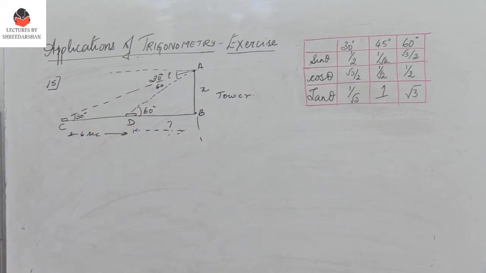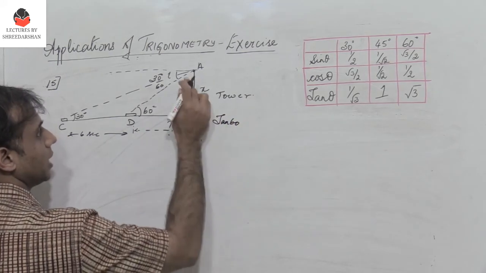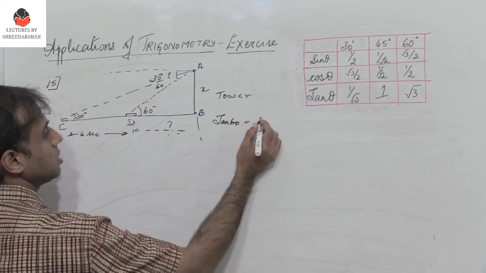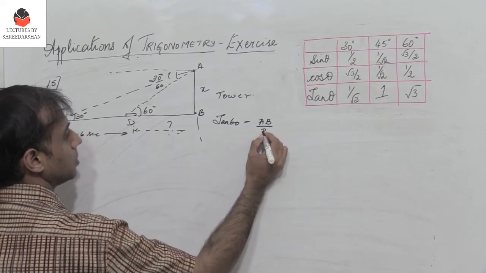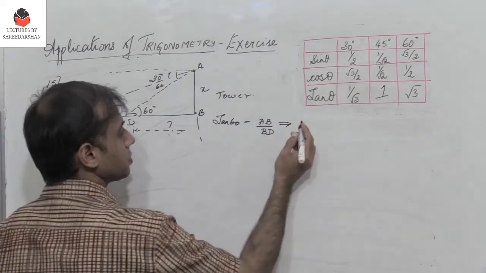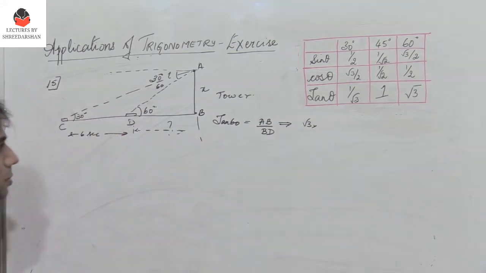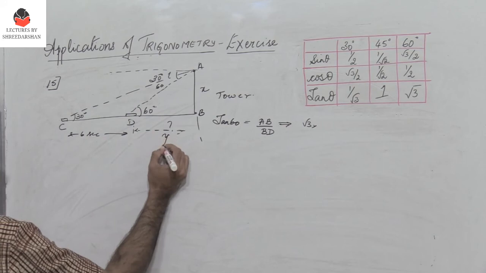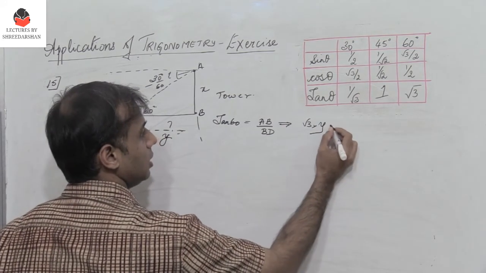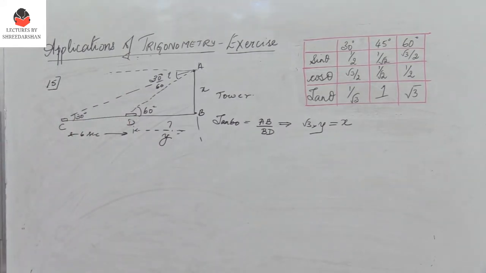Alright, so now we know that the car is moving at a uniform speed. So now let me consider tan 60. By considering the triangle ABD, tan 60 is AB by BD. So this implies that root 3 into BD. BD is not known, so let me call this distance y. So BD is y, AB is x. So x equals root 3 into y.